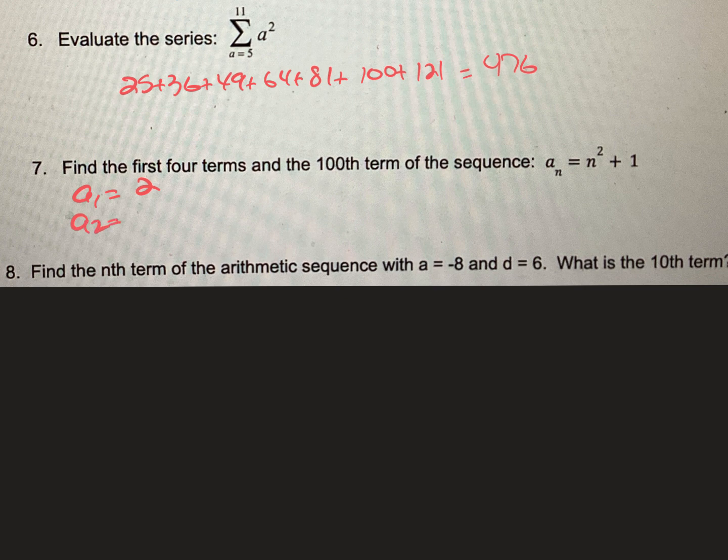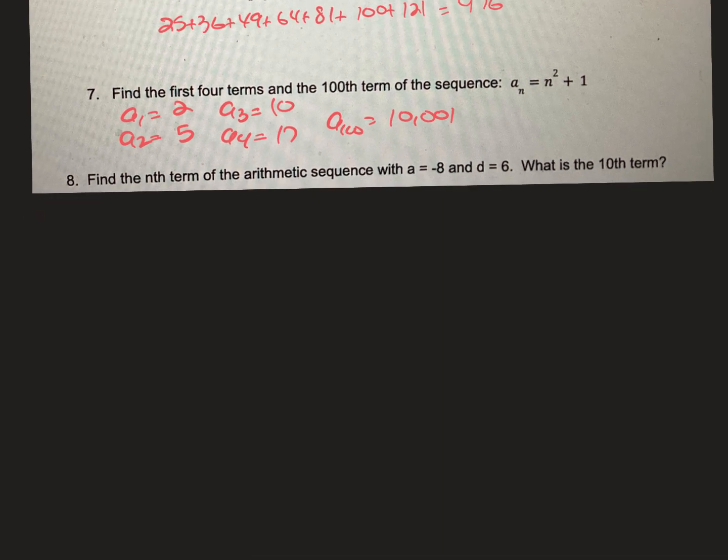A2, the second term, plug in 2. 2 squared is 4 plus 1 is 5. The third term, 3 squared is 9 plus 1 is 10. The fourth term, 4 squared is 16 plus 1 is 17. And find the 100th term, 100 squared is 10,000 plus 1, 10,001.